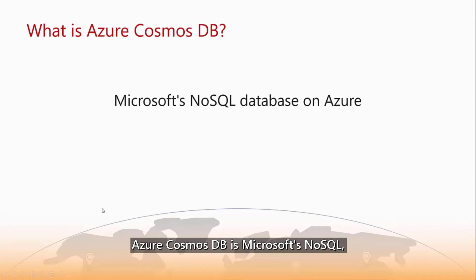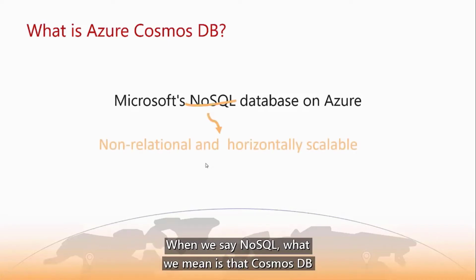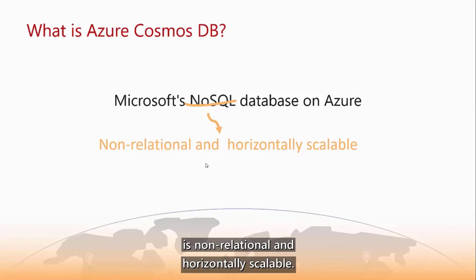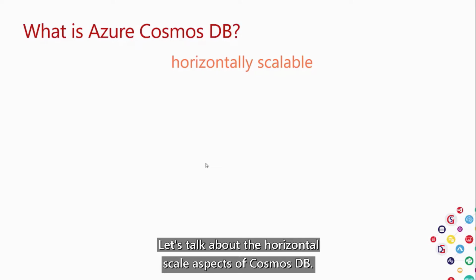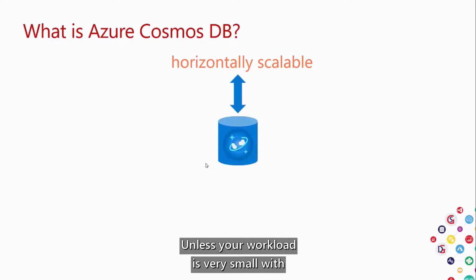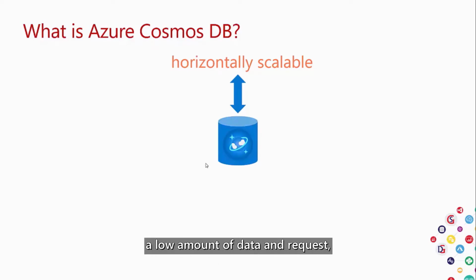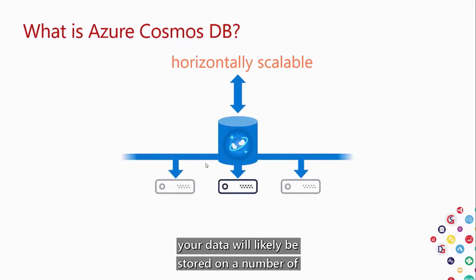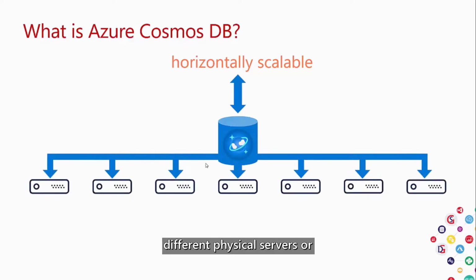Azure Cosmos DB is Microsoft's NoSQL fully managed database on Azure. When we say NoSQL, what we mean is that Cosmos DB is non-relational and horizontally scalable. So let's talk about the horizontal scale aspects of Cosmos DB. Unless your workload is very small with a low amount of data and requests, your data will likely be stored on a number of different physical servers or partitions within something we call a container.